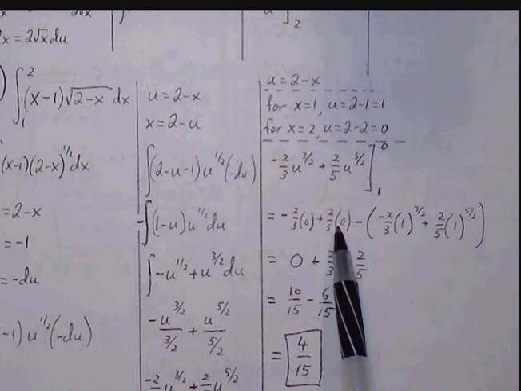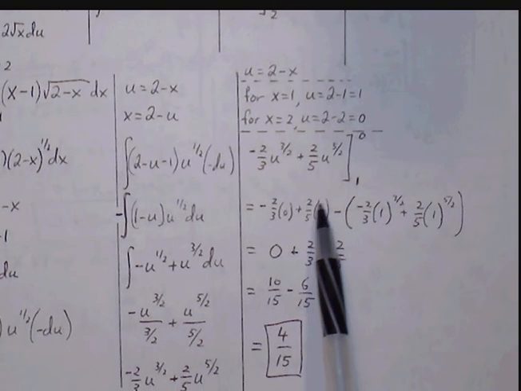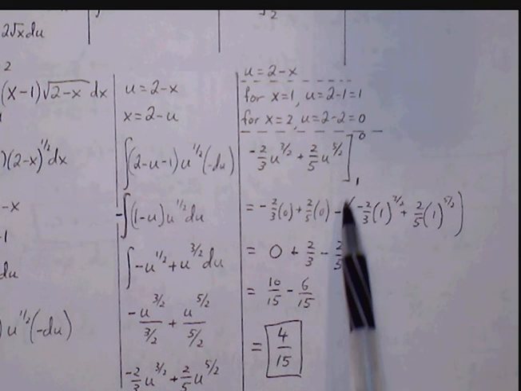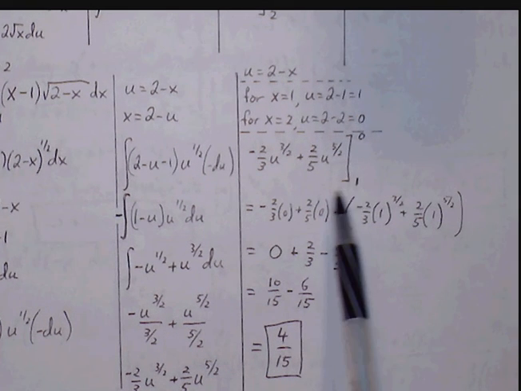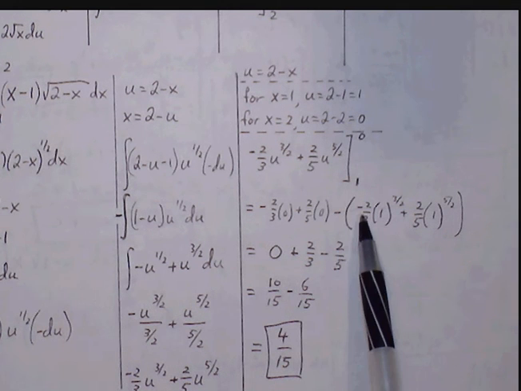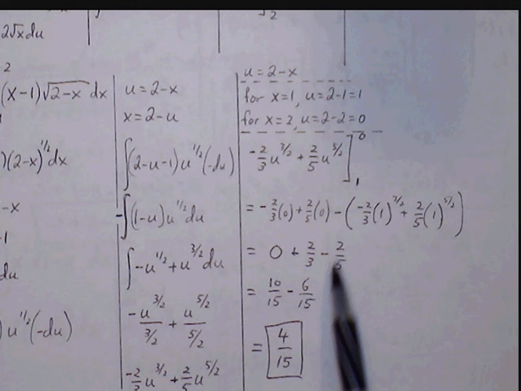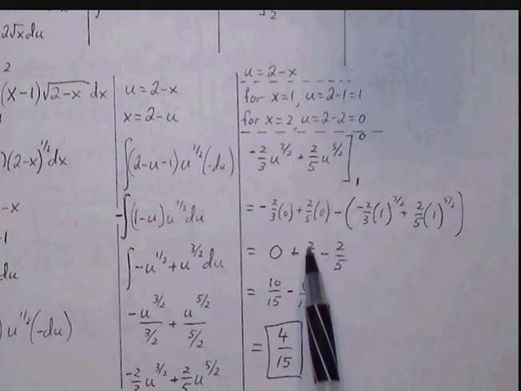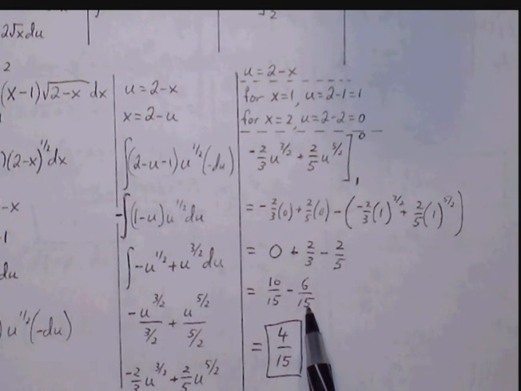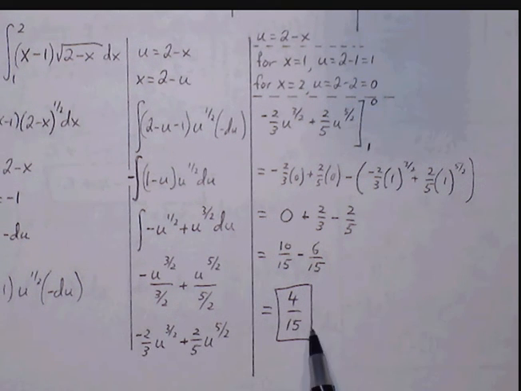that's just all going to go to 0, so we can now take care of the lower bound, minus F of a, so plug 1 in for u. We're going to get negative 2/3 plus 2/5, distribute the negative through, so we get positive 2/3 minus 2/5, common denominators, and we're going to get 4/15.